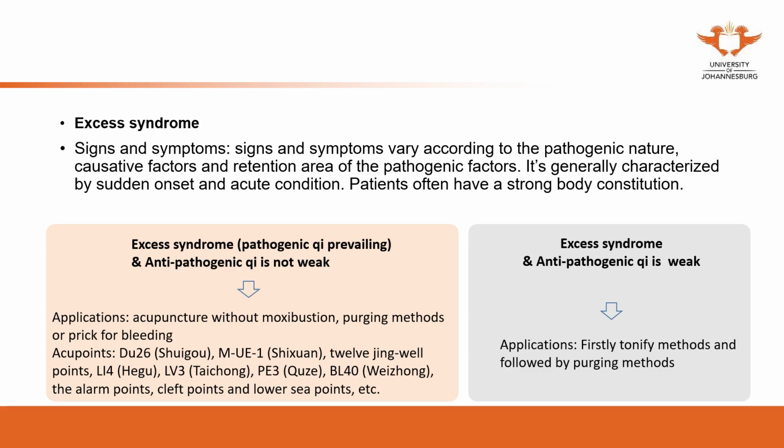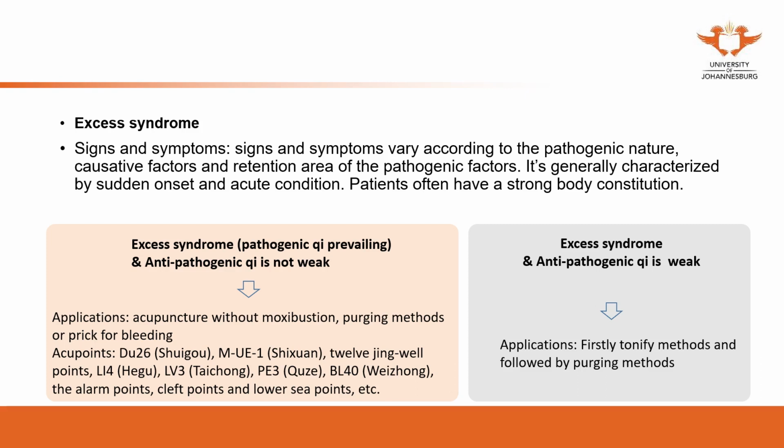Which one are we going to use? So here is the principle. For deficiency, you can use the back shu points because those are more for reinforcing. For excess, you can choose the front mu points. The front mu points can help to relieve and reduce. These are characteristics of the points, the nature of these points. So when you choose the points, you can think about their nature.